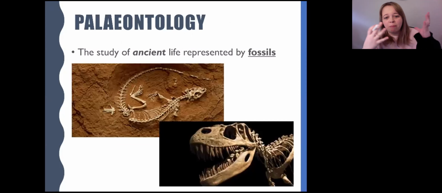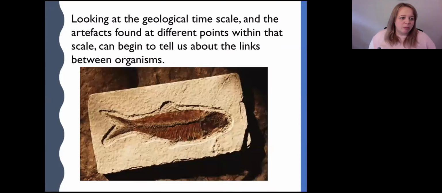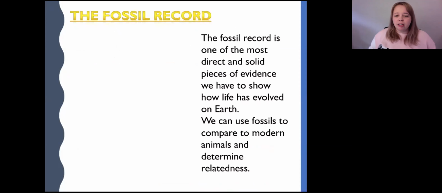So the first and biggest piece of evidence that we have for the theory of evolution is the study of paleontology. So this is the study of ancient life, and usually is represented by fossils. So this is a gap, I think, on your notes on page 8 there. And then what happens is we can look at the geological timescale, like that video that we just watched, and the artifacts that we find along different points, and that gives us our links between organisms. So what that comes up with is that whole great big body of evidence is called the fossil record.